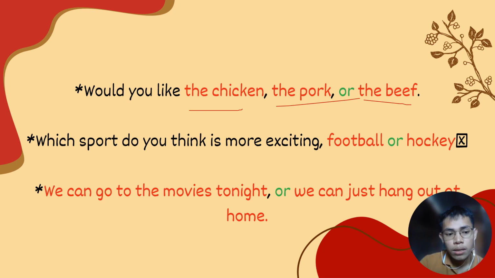The second one is: Which sports do you think is more exciting, football or hockey? As you can see here, football and hockey are individual words, and they are connected by this flexible coordinating conjunction. The third one is: We can go to the movies tonight or we can just hang out at home. They're presented as choices, and these are clauses. So meaning to say, or can be used to connect phrases, words, and clauses.